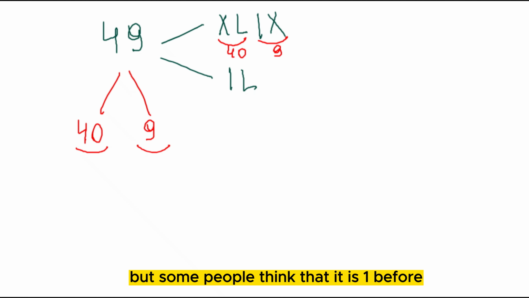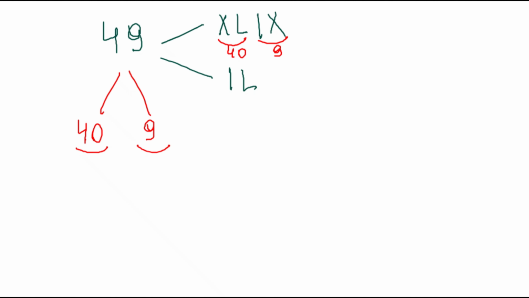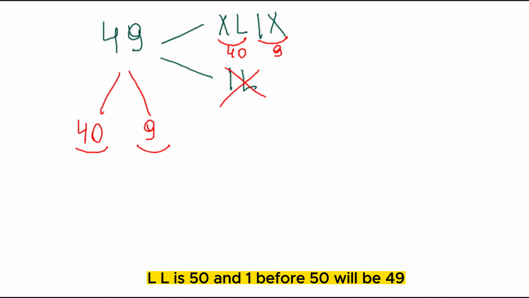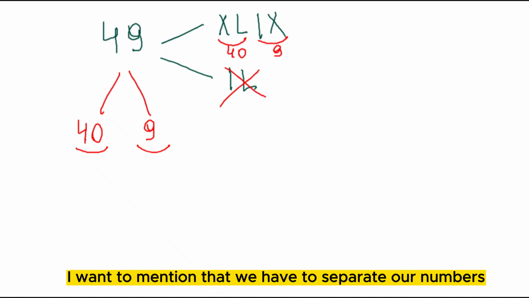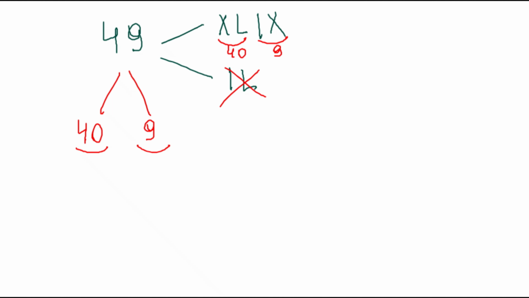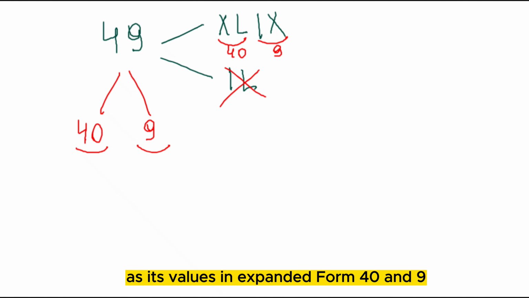But some people think that it is 1 before L. L is 50 and 1 before 50 will be 49. Of course, it is not the correct answer. Again, I want to mention that we have to separate our numbers by their values in expanded form, 40 and 9, and we have to write them separately, the 40 and the 9.